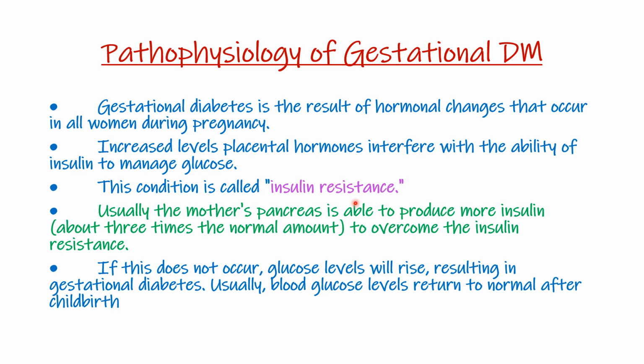Because we have insulin resistance caused by the pregnancy hormones, our pancreas that produces insulin will produce insulin 3 times more than normal. If that does not occur, we have gestational diabetes. Usually the mother's pancreas is able to produce about 3 times the normal amount of insulin to overcome the insulin resistance. If this does not occur, glucose will rise, resulting in gestational diabetes. Usually the blood glucose returns to normal after childbirth. Sometimes it may not return to normal after childbirth.